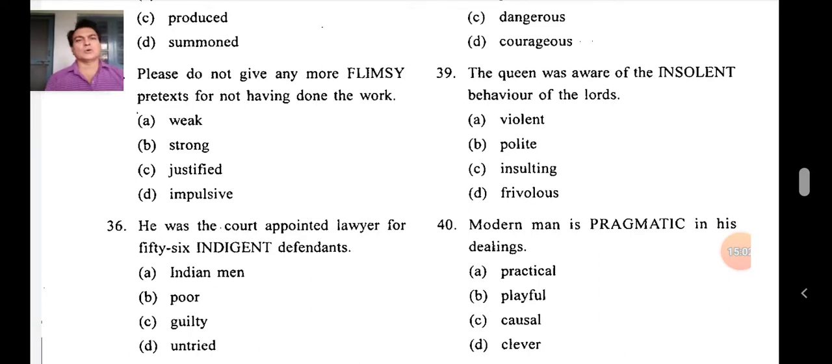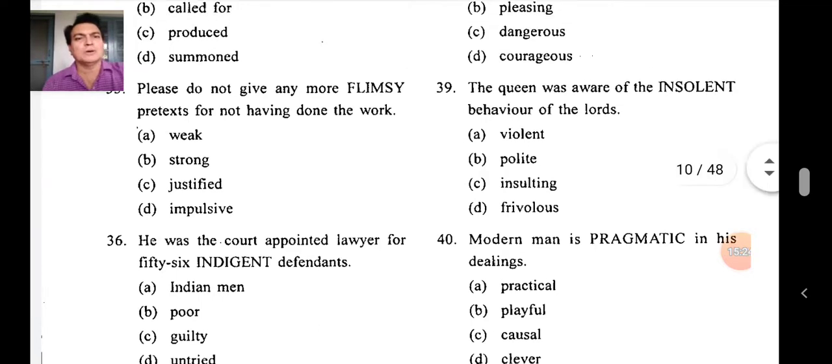He was the court-appointed lawyer for 56 indigent defendants. So indigent. Now indigent defendants, very poor. So very poor, that is the meaning of the word indigent. So indigent means poor, guilty, untried, and B is the answer, poor.